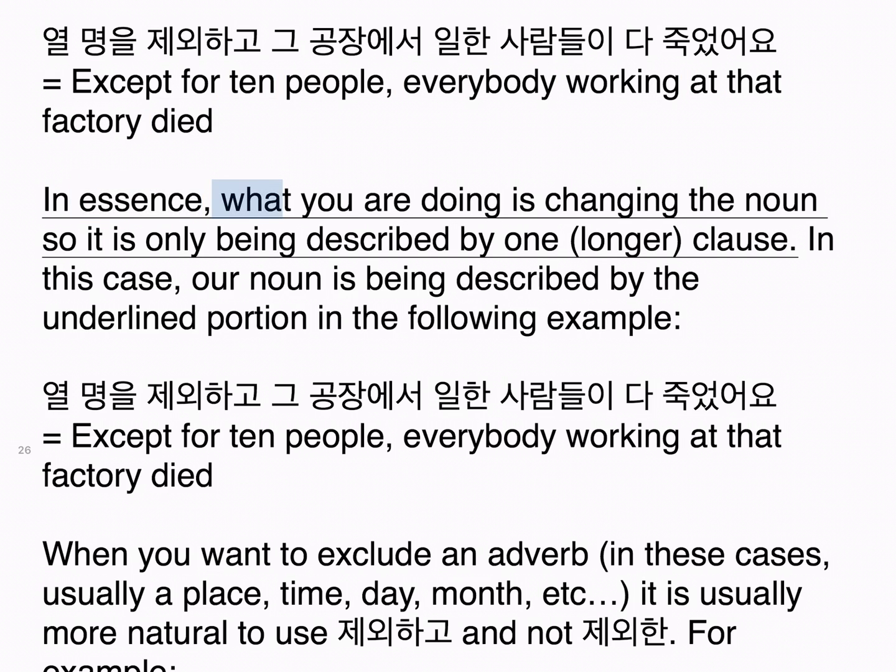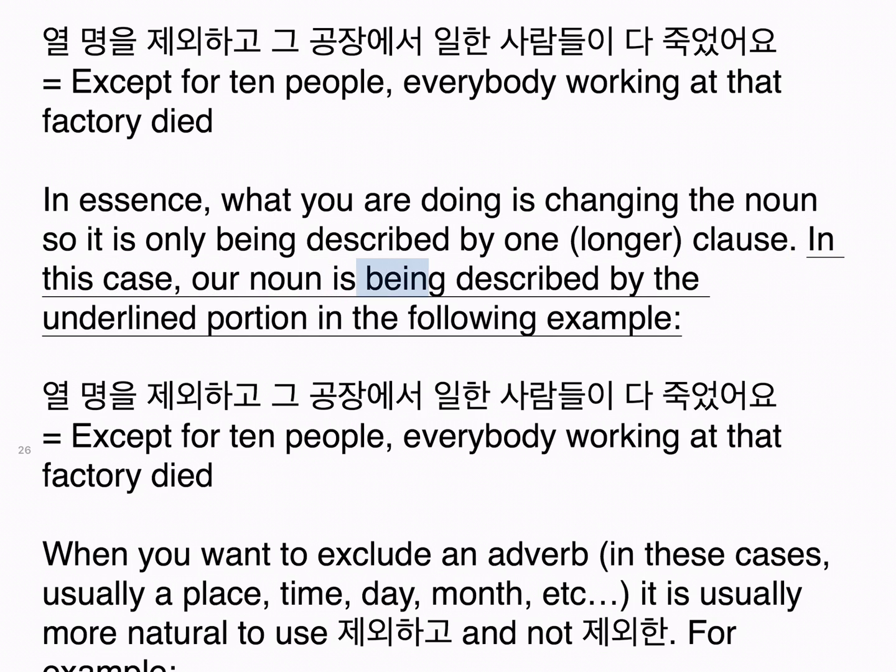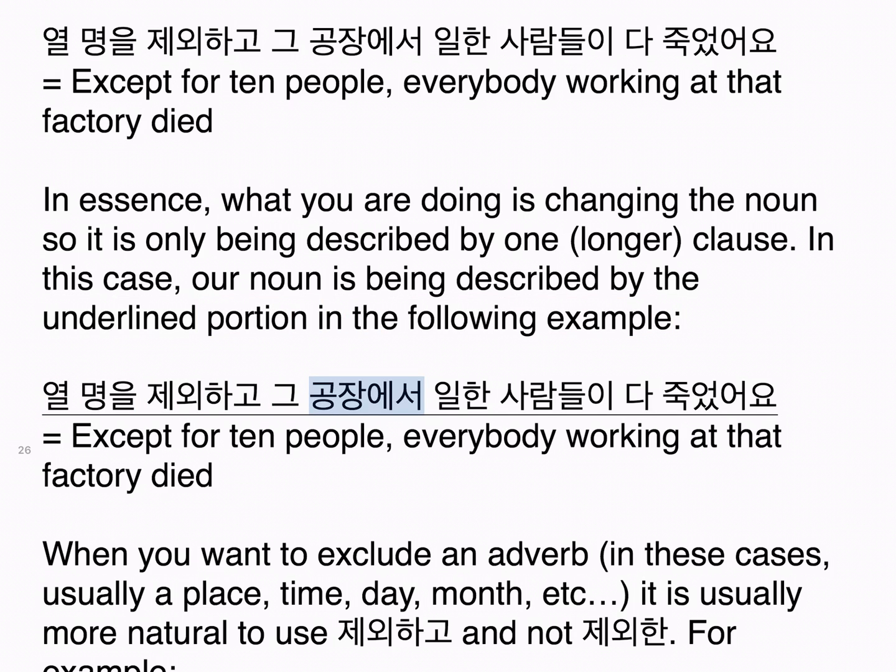In essence, what you are doing is changing the noun so it is only being described by one longer clause. In this case, our noun is being described by the underlined portion in the following example. 10명을 제외하고 그 공장에서 일한 사람들이 다 죽었어요. Except for 10 people, everybody working at that factory died.